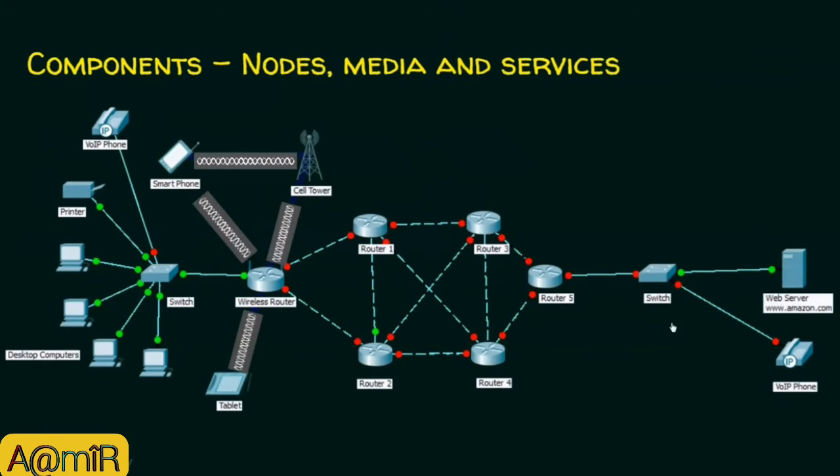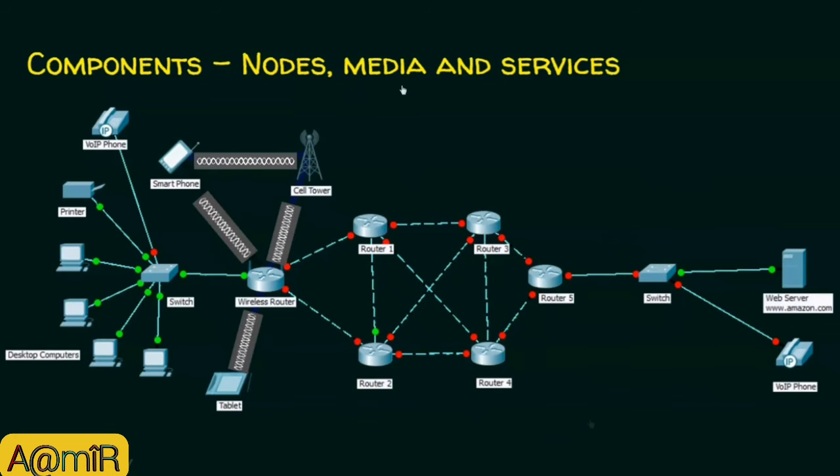There are a lot of end devices and intermediary devices involved in this scenario. These devices, smartphone, voice over IP phone, printers, these desktop computers, tablet, and web servers, these are all end devices. Switches, cell phone tower, this wireless router, these routers and this switch, they are intermediary devices. We are done with nodes.